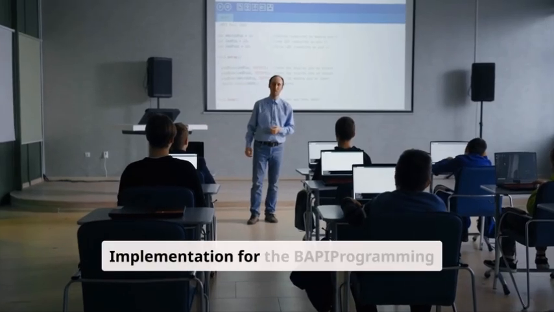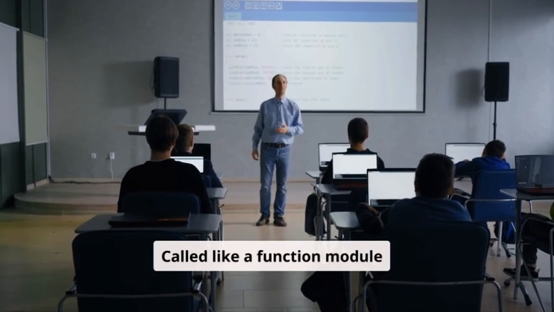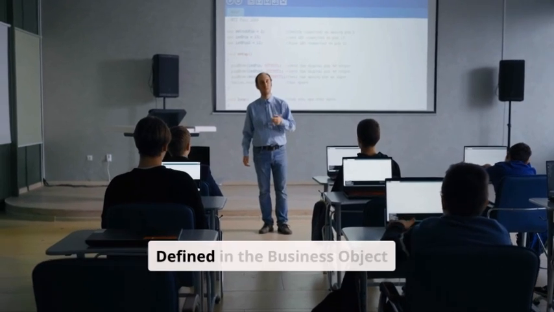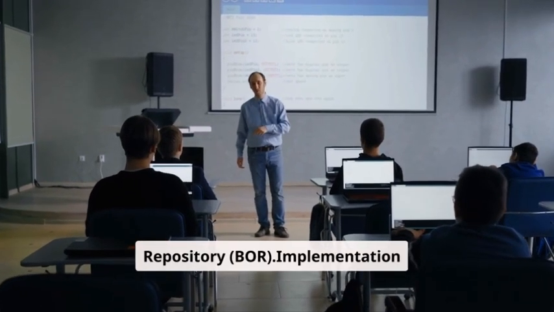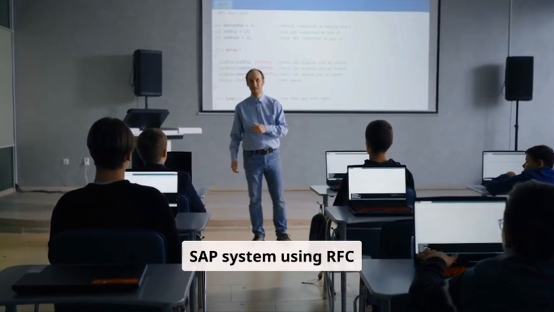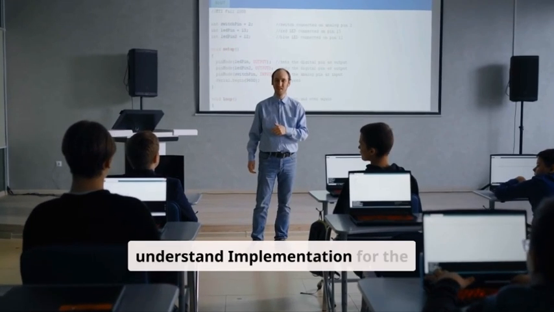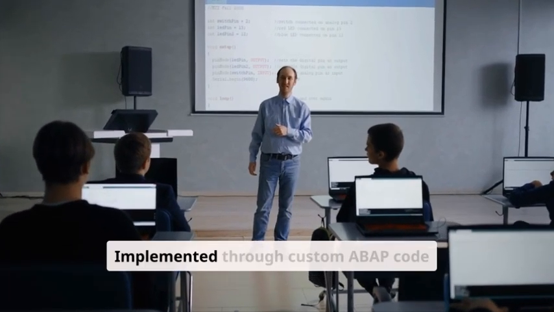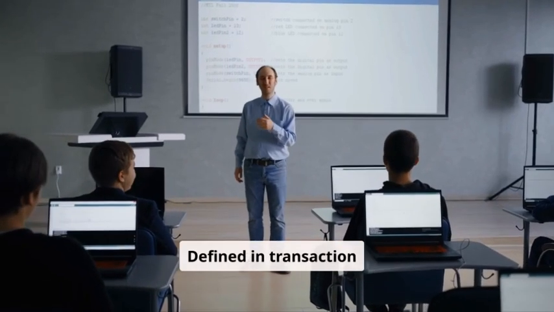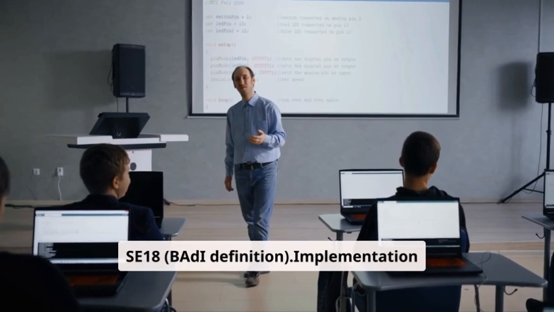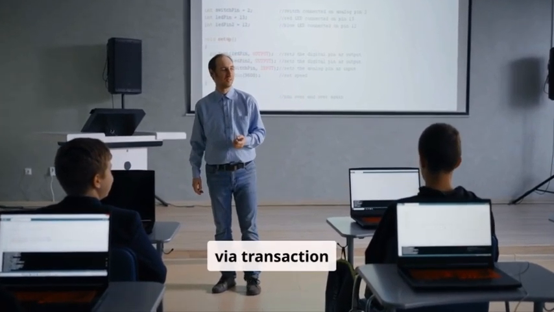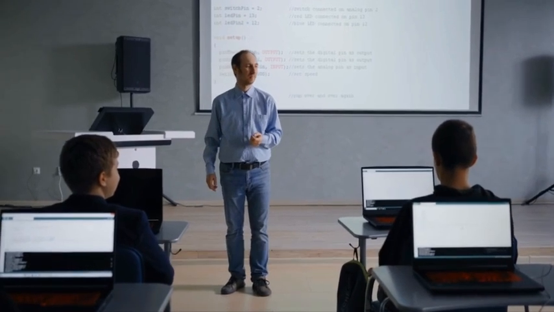Let's understand implementation for the BAPI programming. Call like a function module. Example, BAPI_SALESORDER_CREATE. Definition location: defined in the Business Object Repository, BOR. Implementation location: accessed via external programs or the SAP system using RFC, remote function call. Let's understand implementation for the BADI programming. Implemented through custom ABAP code in a specific BADI method. Definition location: defined in transaction SE18, BADI definition. Implementation location: implemented via transaction SE19, BADI implementation.